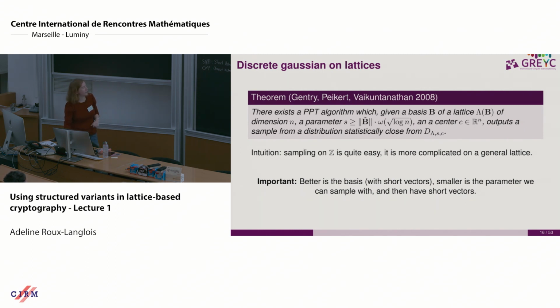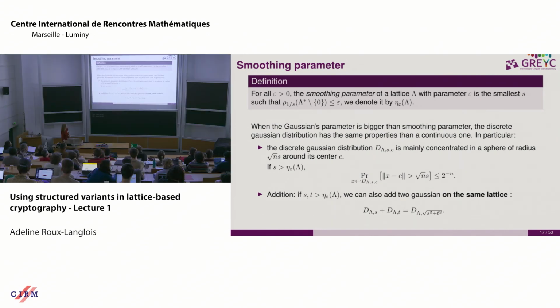We'll use them again after. You will see where we need it. So to use Gaussian on the lattices, I define the smoothing parameter, though I will not define it really properly. I will just give the intuition. The idea is that you have a parameter which makes sure that your Gaussian sampling will be good enough and you will have good properties for it.